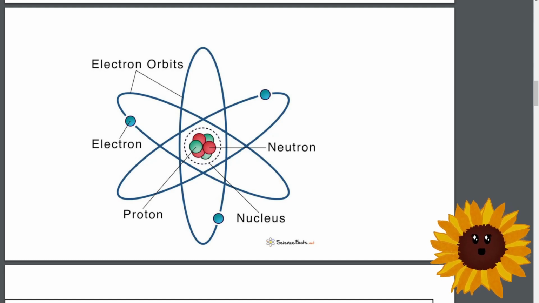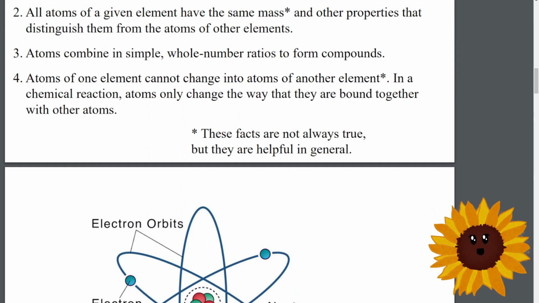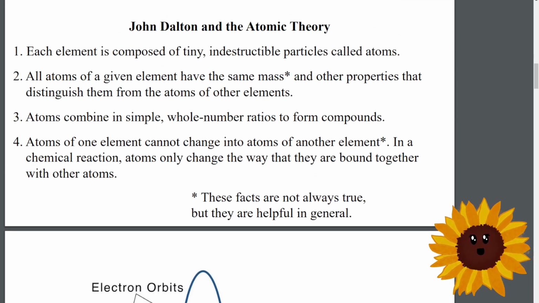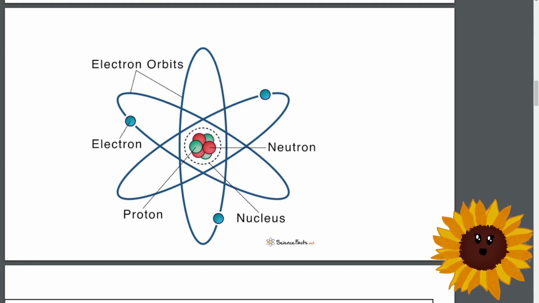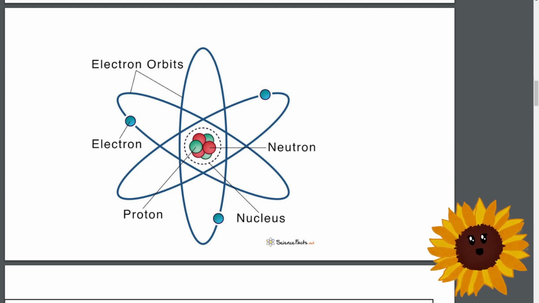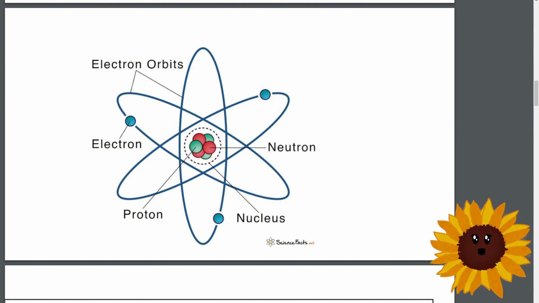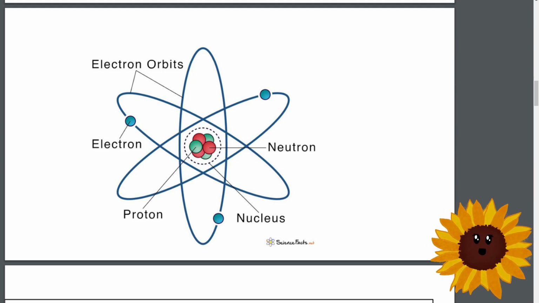Welcome to Lecture 4. Continuing on with John Dalton's atomic theory. Again, these aren't always true, but they are very helpful to know. This is kind of what an atom looks like for the most part. There are protons and neutrons, and this dotted line is your nucleus. That's the center, and it has a very positive charge. Electrons are negative, and they will be zooming around in electron orbits.